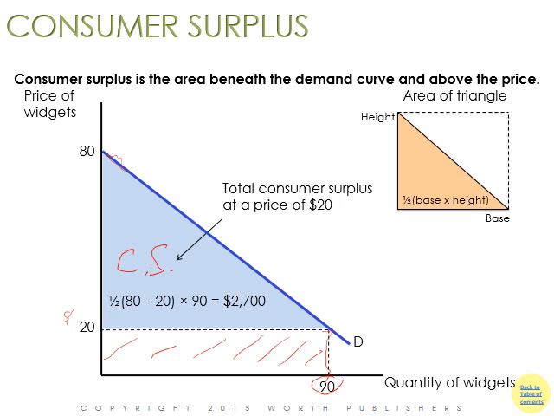So the area of the triangle, when we calculate it, is 1/2 the base times the height. So in this example, the base is 90, the height is 80 minus 20. So if we take 1/2 the base times the height, we get a consumer surplus total that's equal to 2,700.